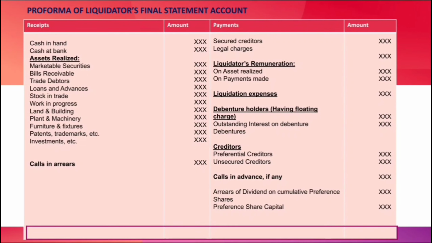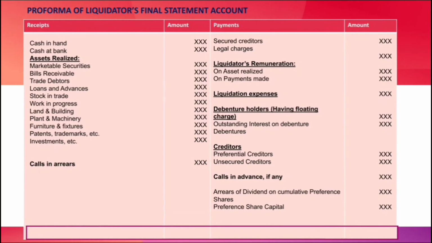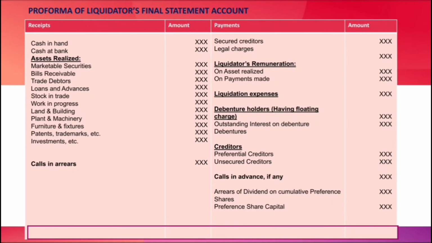Here, the payment made to secured creditors up to preference share capital is considered as payment made to outside liabilities. After making payment to all the outside liabilities, that is up to preference share capital, if there is any amount available, then that amount has to be given to the owners of the company, that is, the equity shareholders of the company.